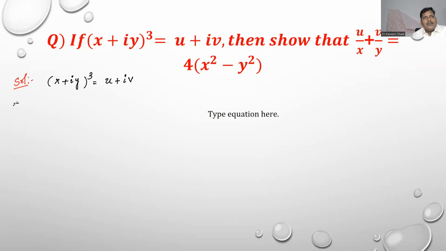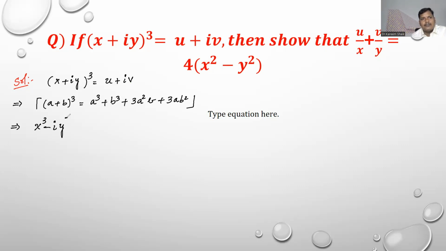Okay. We know that (a plus b) whole cube, I will write here better to understand very clearly: a cube plus b cube plus 3a squared b plus 3ab square. Now, I am applying that identity. A cube, x cube, plus b cube, that means iota cube, y cube. Iota cube is what? Iota square is negative 1. Again into iota means negative iota. So negative iota y cube.